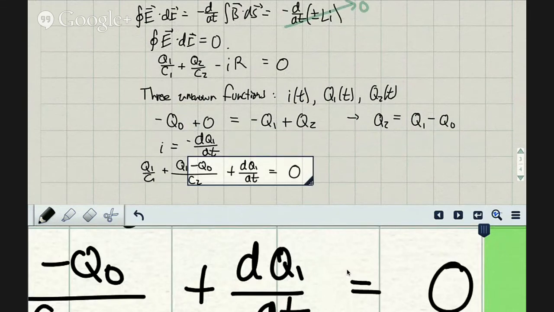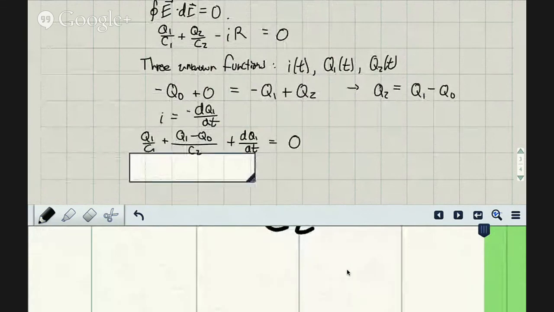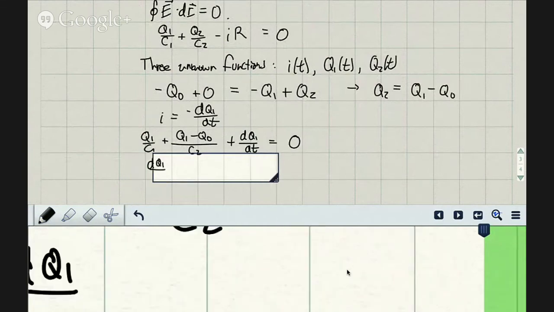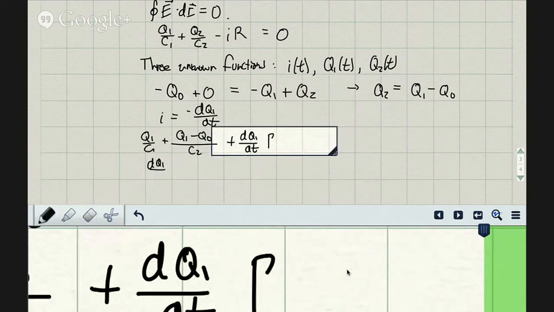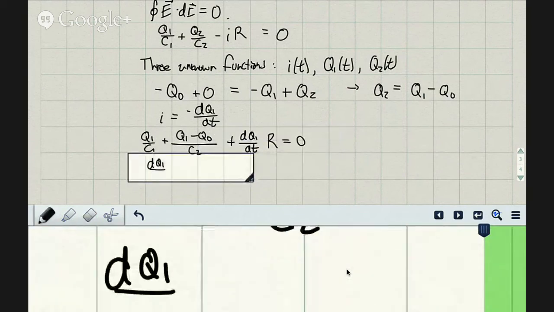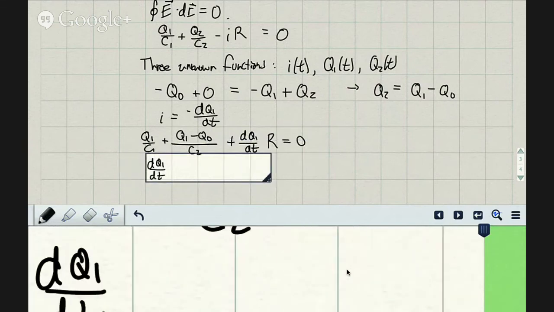Now we've got to actually find these charges as a function of time. So let's write this in what I call a more standard form. First, let's get dQ1 dt by itself. Where's R? What happened to R? R should be here, right? Okay, so let's divide by R on both sides. So we get dQ1 over dt, then 1 over R here.